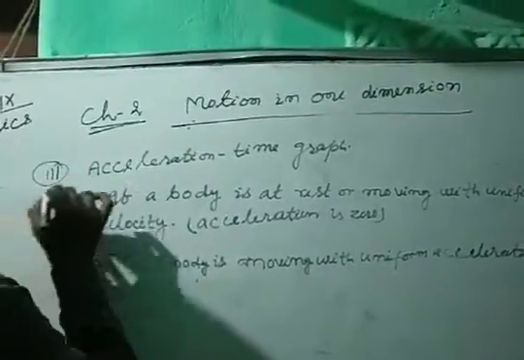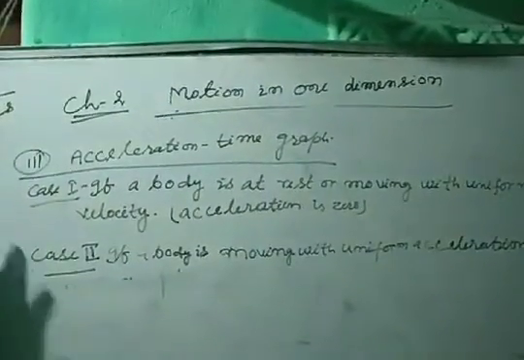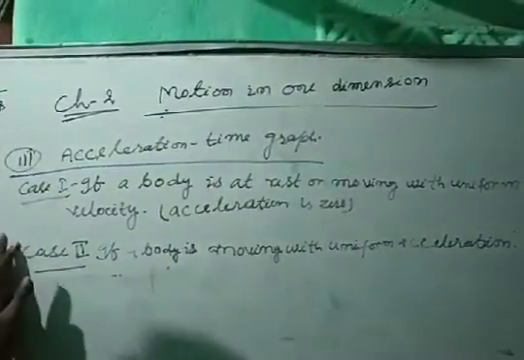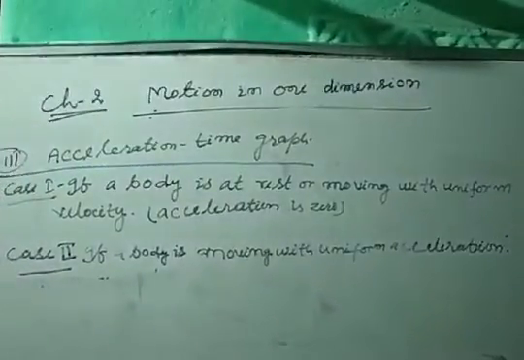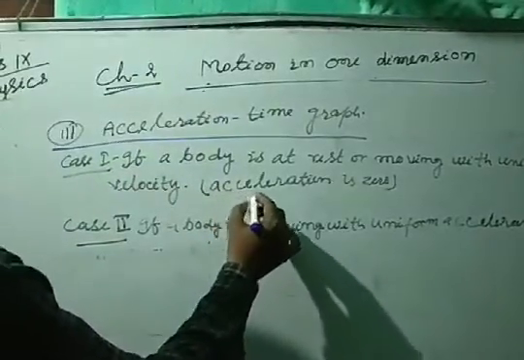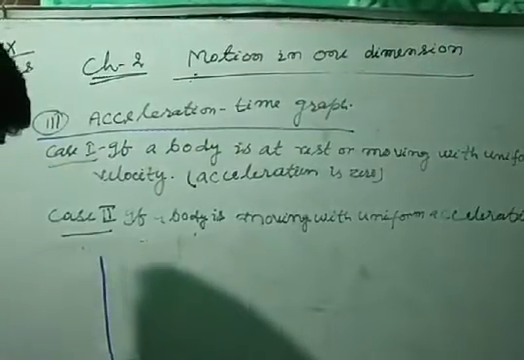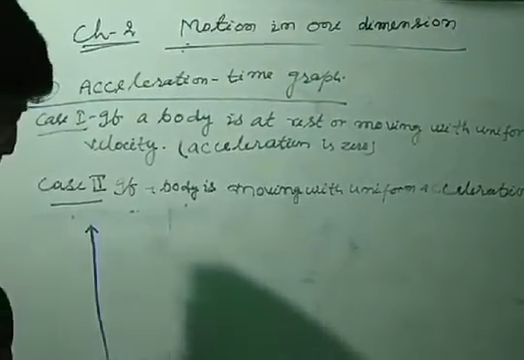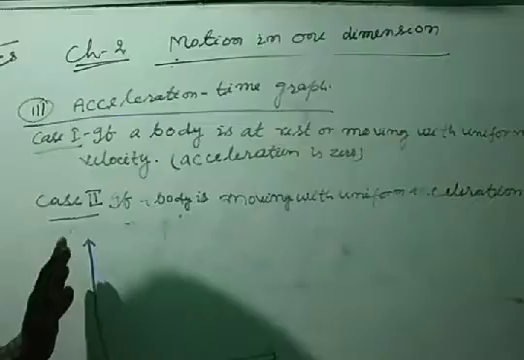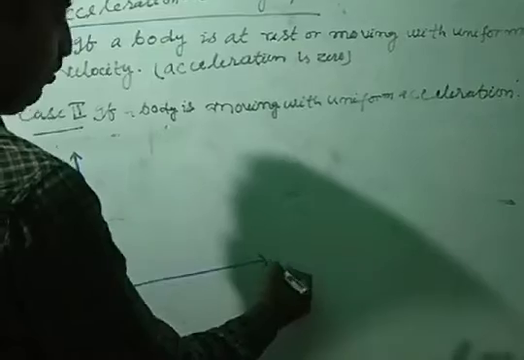Take the third type of graphs, that is acceleration time graph. Here we take two cases. First, when acceleration is 0, and second, when acceleration is uniform or non-uniform. So in the first case, when the body is moving with 0 acceleration, it means the body is at rest or moving with uniform velocity. So in the case of acceleration 0, there are two possibilities: the body is at rest or the body is moving with uniform velocity.